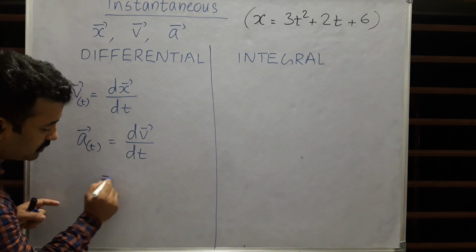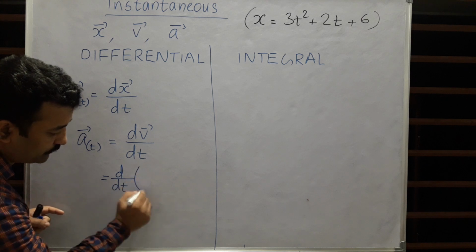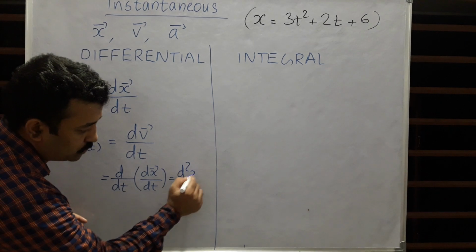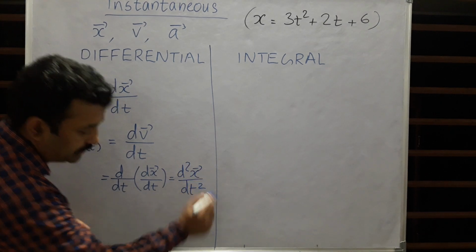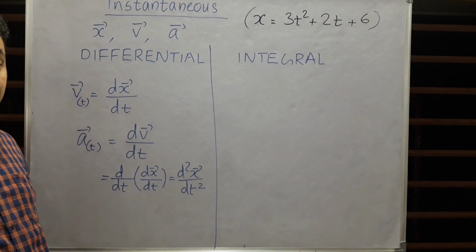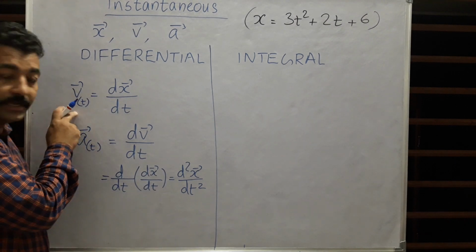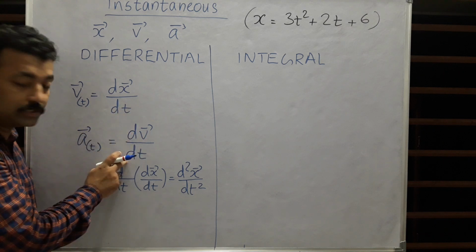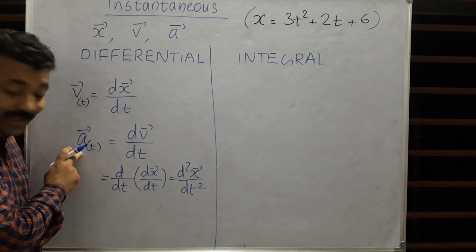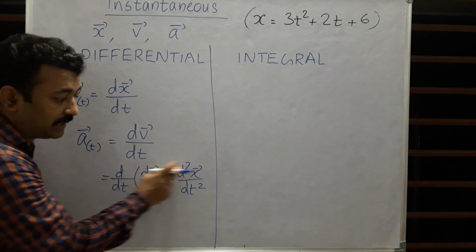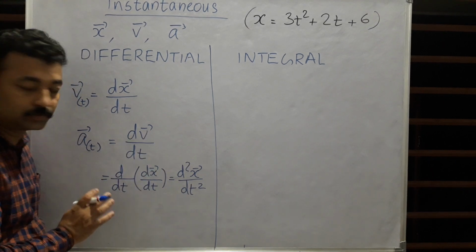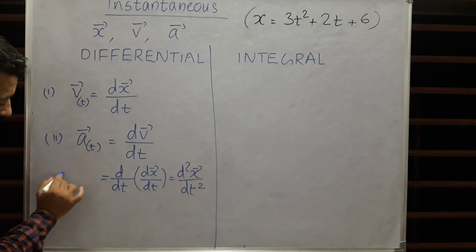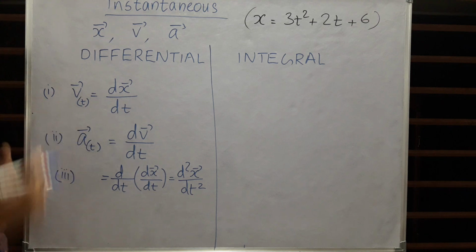We can extend this one as d by dt of dx by dt, which is equal to d square x divided by dt square. So we have seen 3 points from this. Velocity is the first differential of the position vector. Acceleration is the first differential of the velocity vector. Also, acceleration can be said to be the second differential of the position vector. So how many concepts can you immediately say? 1, 2 and 3, 3 concepts we have learned right now.